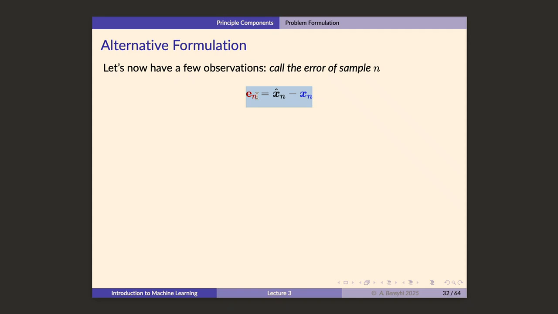Why would it not be the other way around? That doesn't change anything. It depends on how you think. It could be positive or negative in both cases, right? Could the reconstruction be larger than the original? Yeah, it could be. First of all, they are vectors, so it doesn't really mean which one is larger or smaller. But it could be up or down.